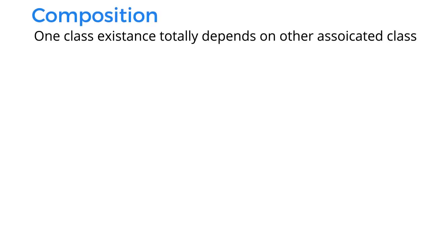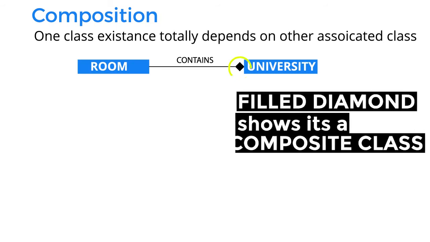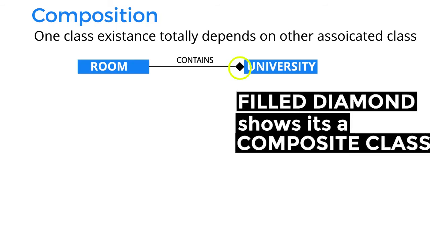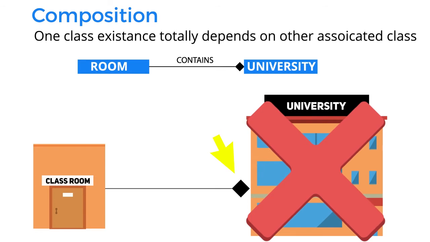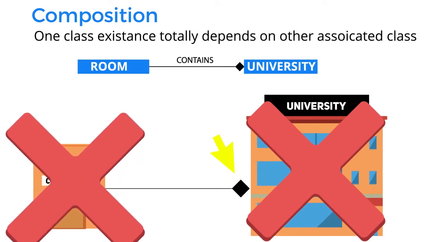Composition. When one class totally depends on another class, it means if one class is vanished, the other class will automatically be vanished as well. University is the main part of the class, and it is shown with a diamond on it, a filled diamond. This diagram means if the diamond part of it is vanished, the other related part of the diagram will also be vanished. If the university remains no more, then there is absolutely no existence of the rooms as well.